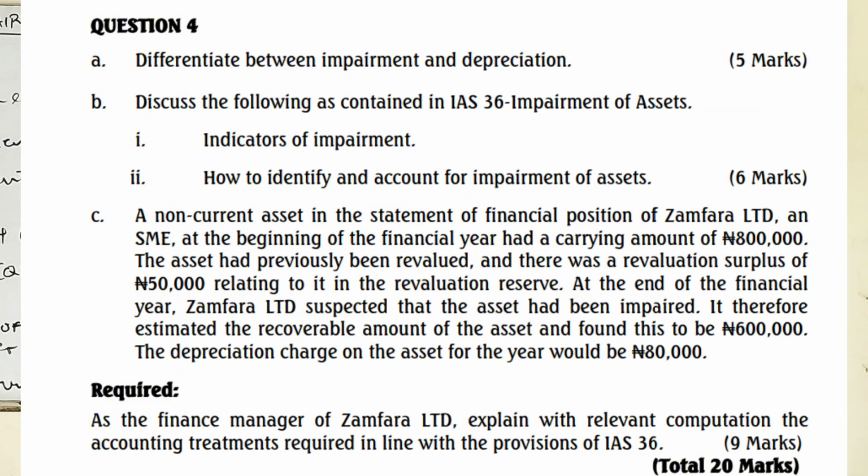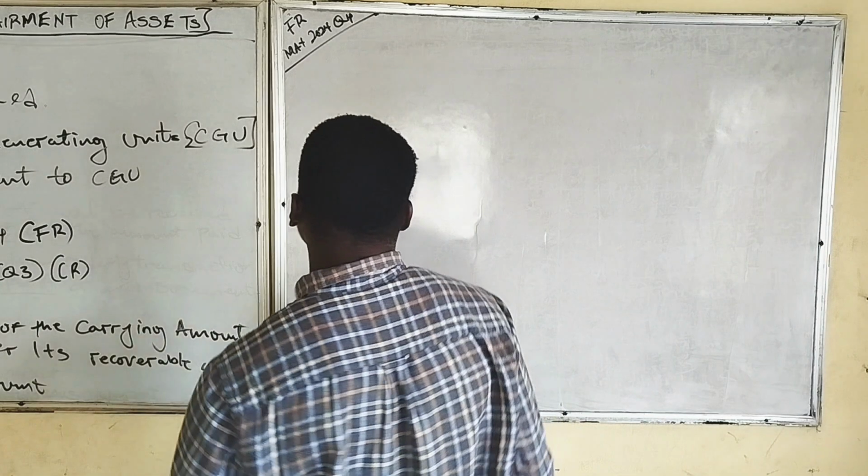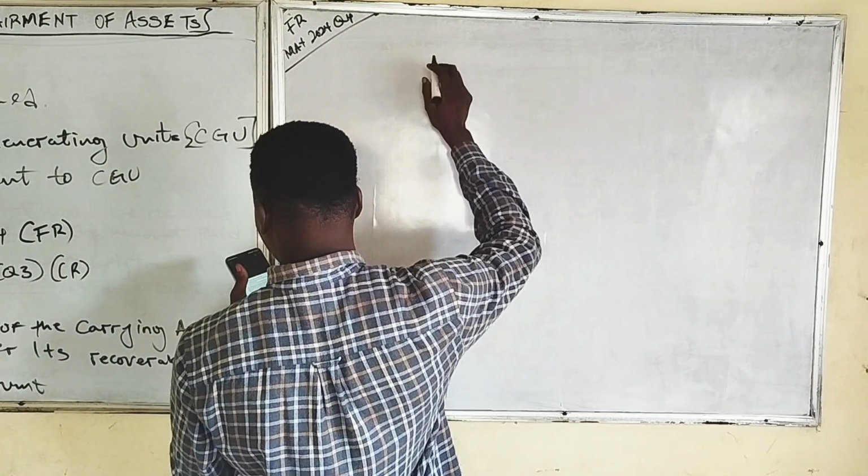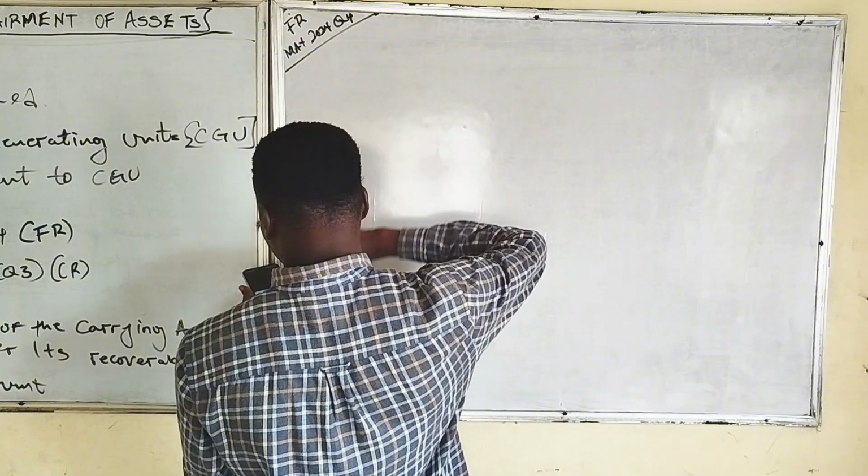The depreciation charged on the asset for the year would be 80,000. Now, as the finance manager of Zamfara Limited, explain with relevant computation the accounting treatment required in line with the provisions of IAS 36. So this question is just all about what we've talked about.